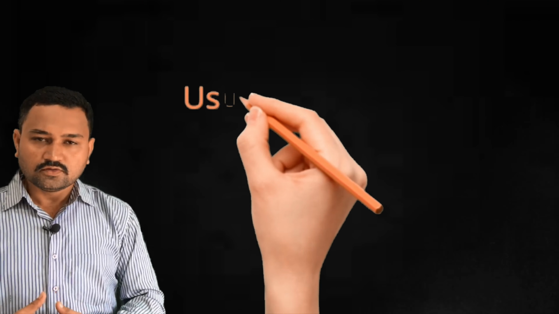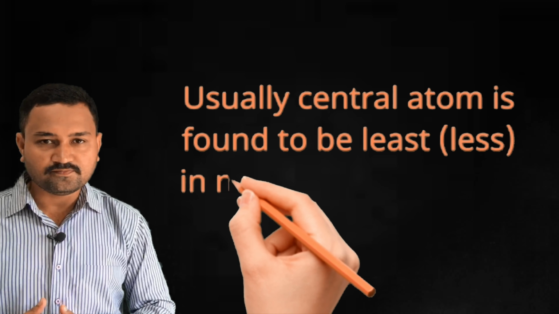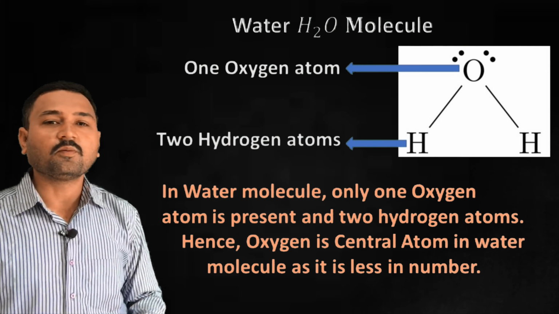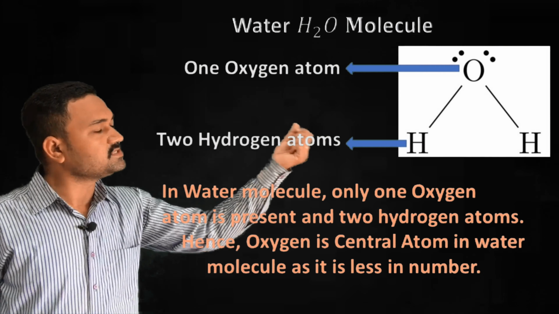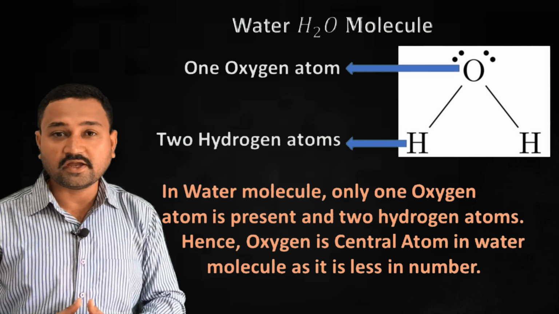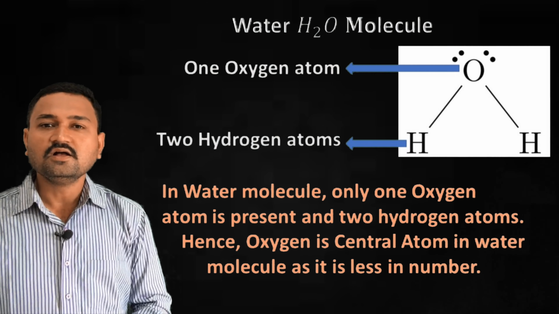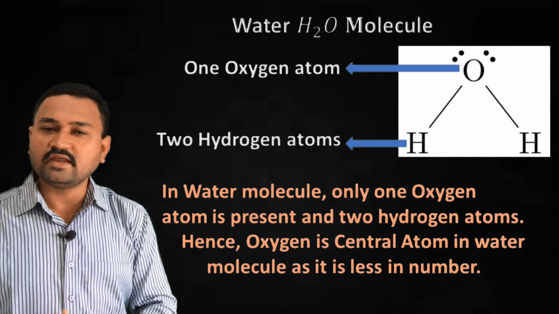Now let us consider the fourth criterion. Usually the central atom is found least in number in a molecule. Here I have taken the example of the H2O molecule, that is the water molecule. If you observe, in the water molecule there is only one oxygen atom and two hydrogen atoms, hence oxygen will be the central atom. So these are the four different criteria by which you can easily identify the central atom in a molecule.